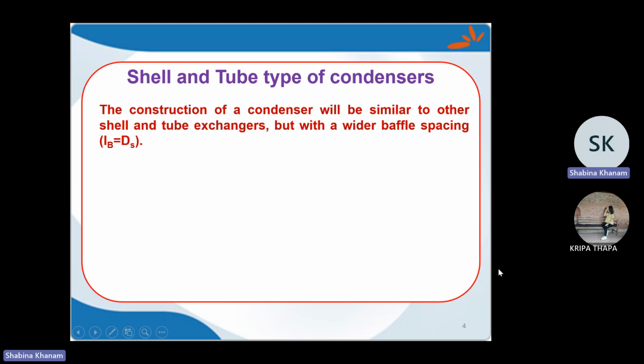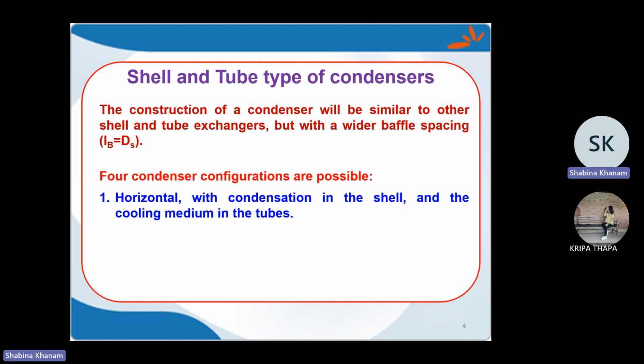Okay, and when I'm considering shell and tube type of condenser, usually 4 configurations we used to have, where the condensation is occurring either in shell side or in tube side. And how the condenser is placed, either horizontal or vertical. So in that way we can have 4 different configurations.